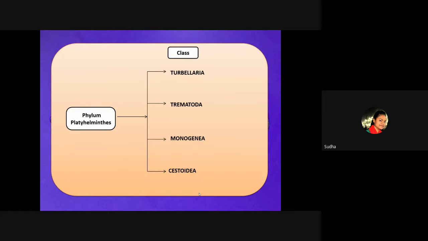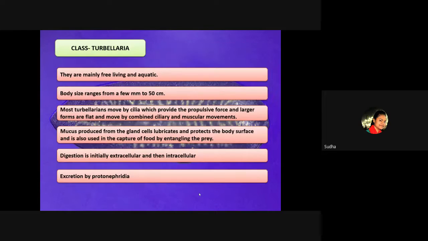When we classify this phylum, we can classify it into four classes. First is Turbellaria, second is Trematoda, third is Monogenea, and fourth is Cestoidea. Turbellaria comprises planarians. Second is Trematoda, which consists of flukes. Third is monogeneans, which are generally ectoparasites of some aquatic vertebrates, and Cestoidea consists of tapeworms.